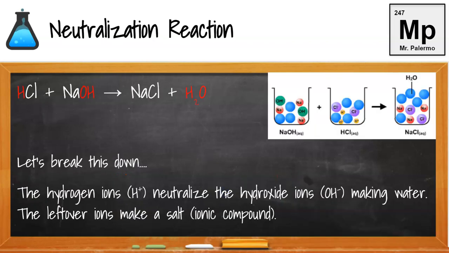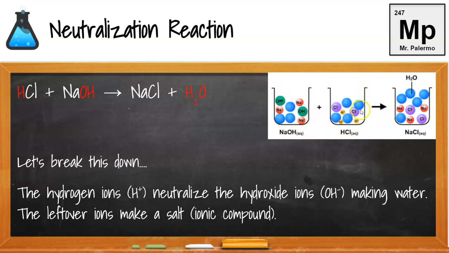And if you look at this further, we're looking at our particle models. When we take HCl and we place it in water, it's going to dissociate into ions. It's a strong acid, so it's going to completely dissociate or completely separate into ions. And the same thing's going to happen for our sodium hydroxide. And then we place them together.